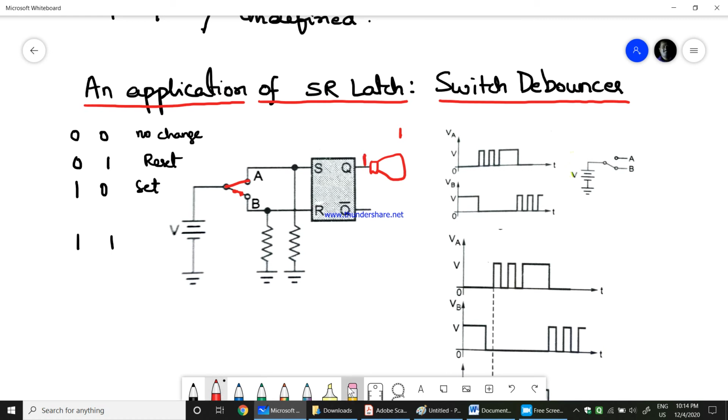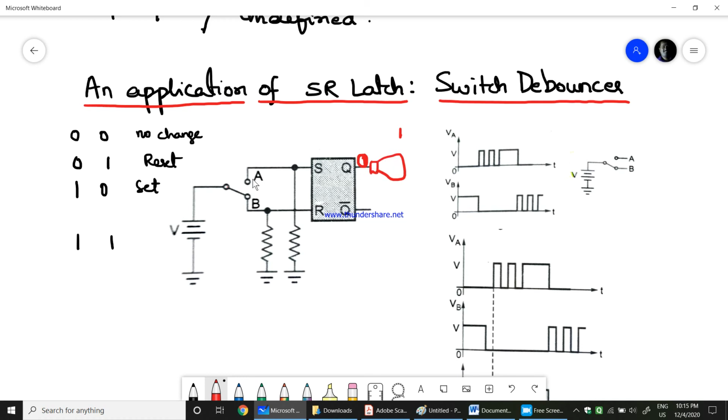Now think that S is 0 and R is 1. It means that now B is connected and A is released. When it is released, it means it is 0. When it is connected to B, it means it is 1. Therefore, now R is 1 and S equals 0, Q becomes 0. Therefore the bulb will now get switched off. The bulb will not glow now. So earlier when S was 1, the bulb was on. When R equals 1, now the bulb will be off.